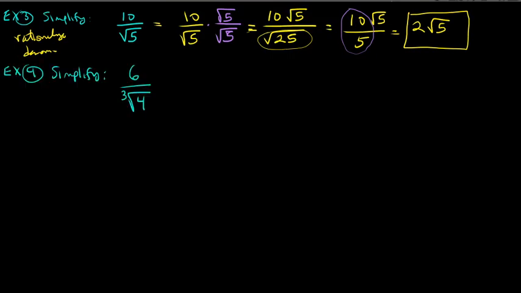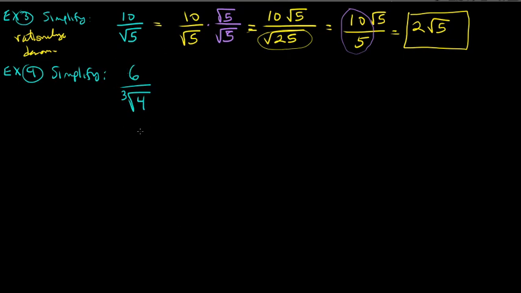Okay, so example 4, we want to simplify or rationalize the denominator, 6 divided by the cube root of 4. I don't think you're going to see a whole lot of cube roots either in the homework and certainly not on the tests. But, you know, maybe there will be one, right? So just in case, let's do one with the cube root, but we won't spend too much time on it.